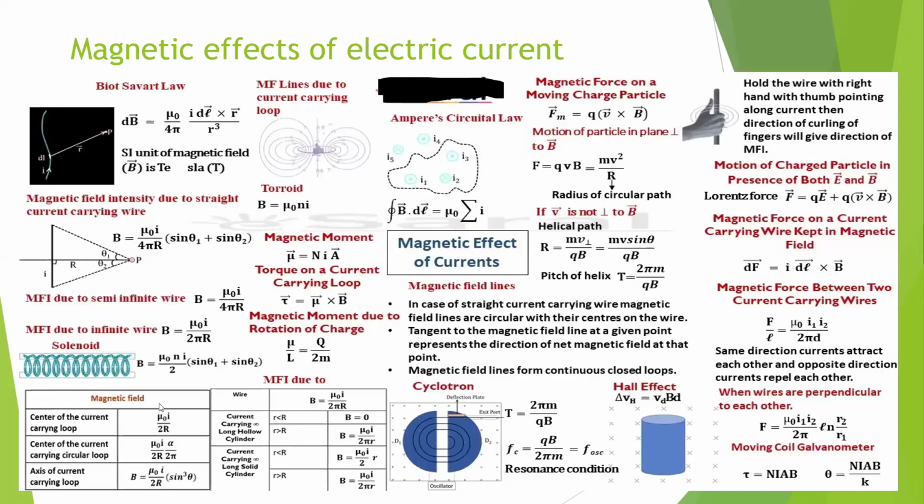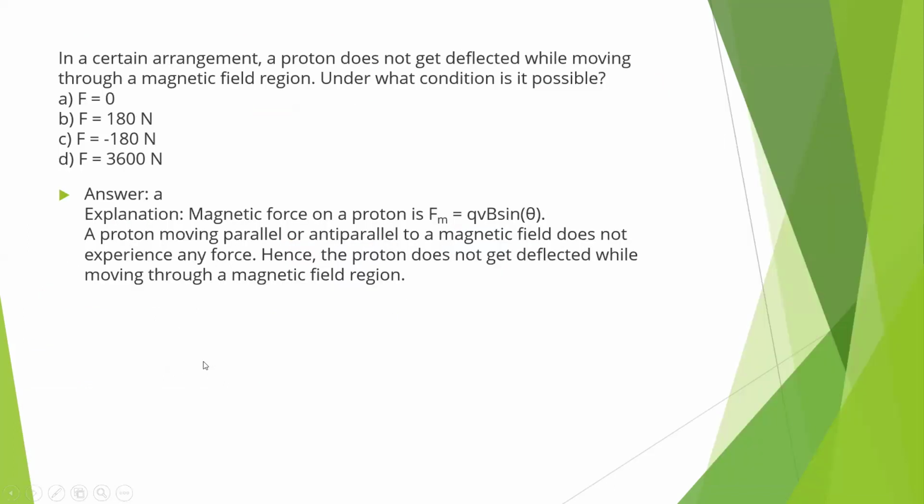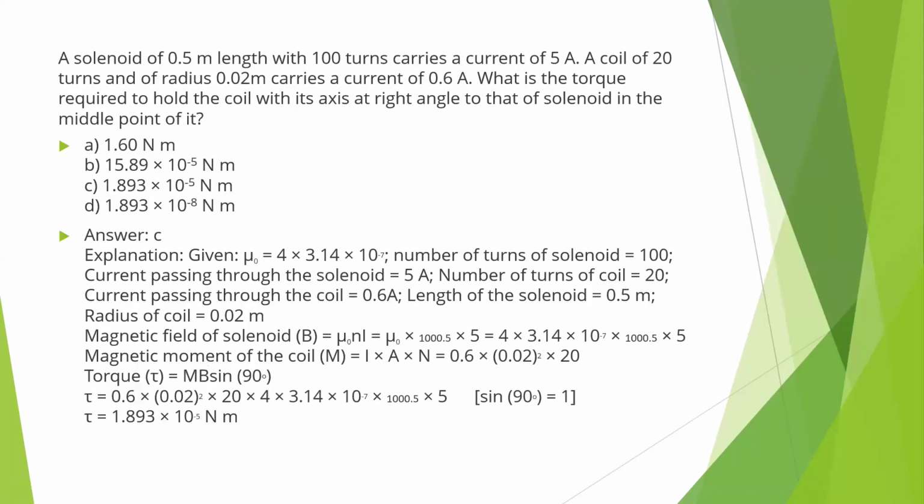So what is a solenoid? The solenoid equation here is B = μ0 N i / 2 (sin θ1 + sin θ2). Okay, so that is the equation. The number of turns they have given is 100, and the 0.5 meter length carries a current of 5 ampere, that is I they have given.